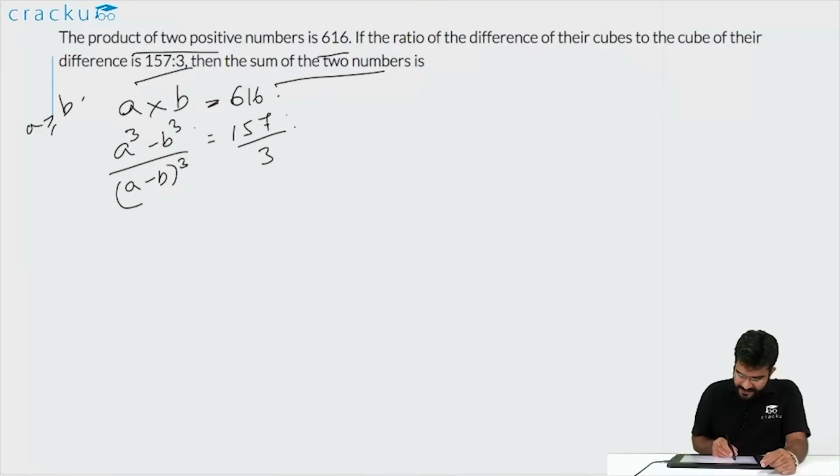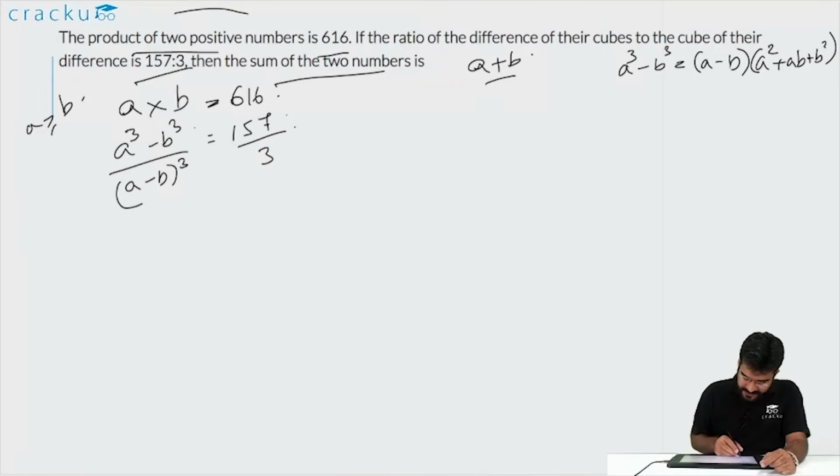We are required to find out the sum of the two numbers. So we are required to find out a plus b. Note that there are two positive integers. So let us try to simplify the second equation. We know that a cube minus b cube is equal to (a minus b) into (a square plus ab plus b square). So we can simplify this.